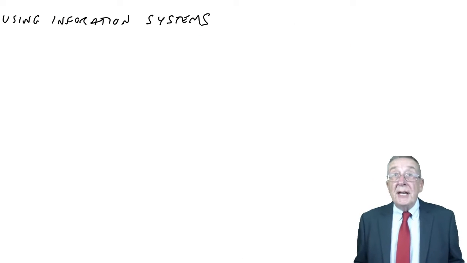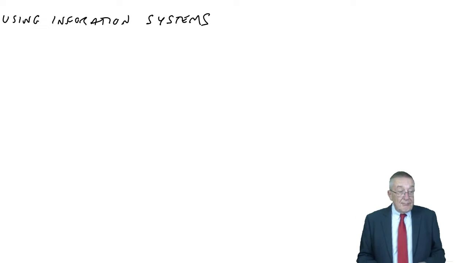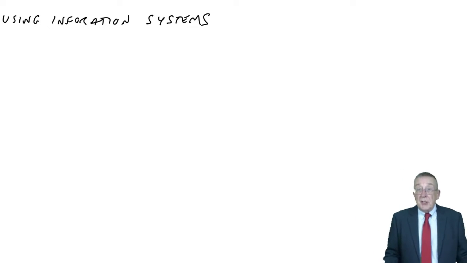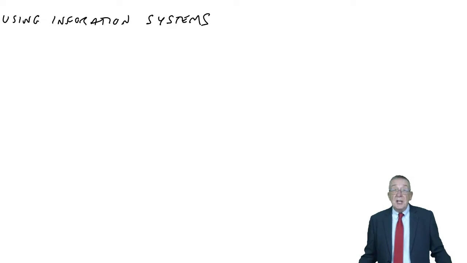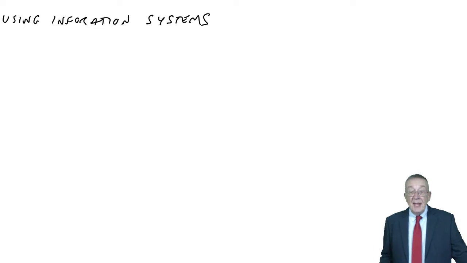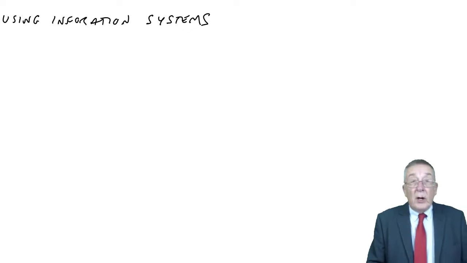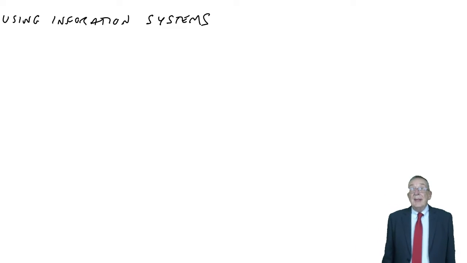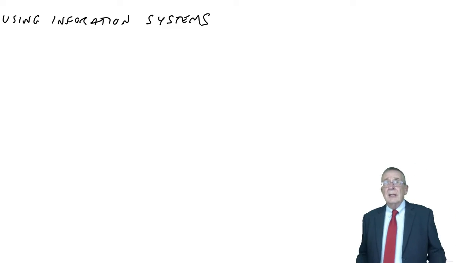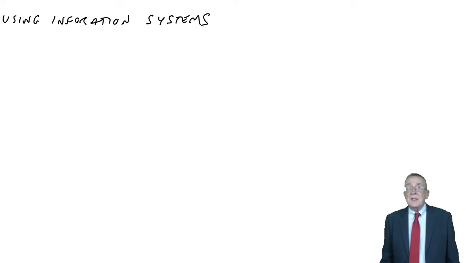This chapter is using information systems. In the previous one, we talked about using computers to produce information for us. In this chapter, we're talking more about what information is needed and the sorts of software or systems that are available.